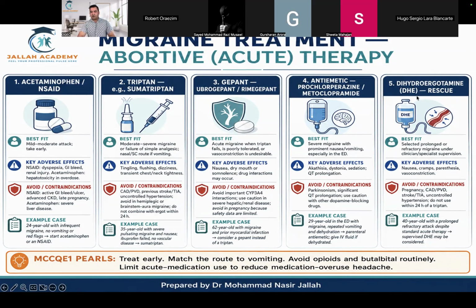Now, last but not least, hydroergotamine, best fit for selected prolonged or refractory migraine under clinician or specialist supervision. For this one, again, it has to be done under supervision, and if it is refractory, not responding to any other medication. So a 40-year-old with a prolonged refractory attack despite the standard acute therapy, supervised DHE may be considered.